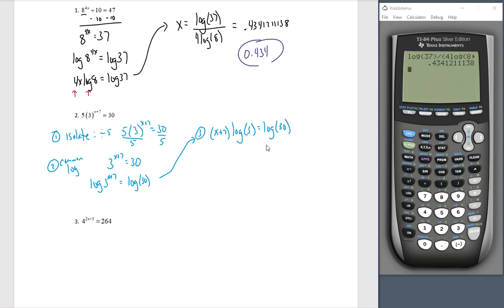Now there's a couple of different ways we could do this. And I'm going to go with what came to my mind first. We want to isolate the x. So why not first divide by the log of 3? Right? Get that x plus 7 by itself. And then finally, we can do our division and subtract 7. And we could get our decimal approximation.